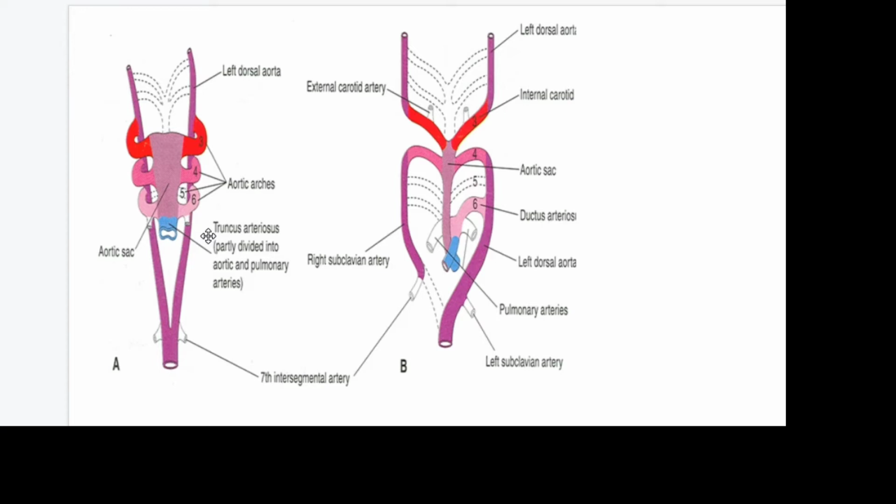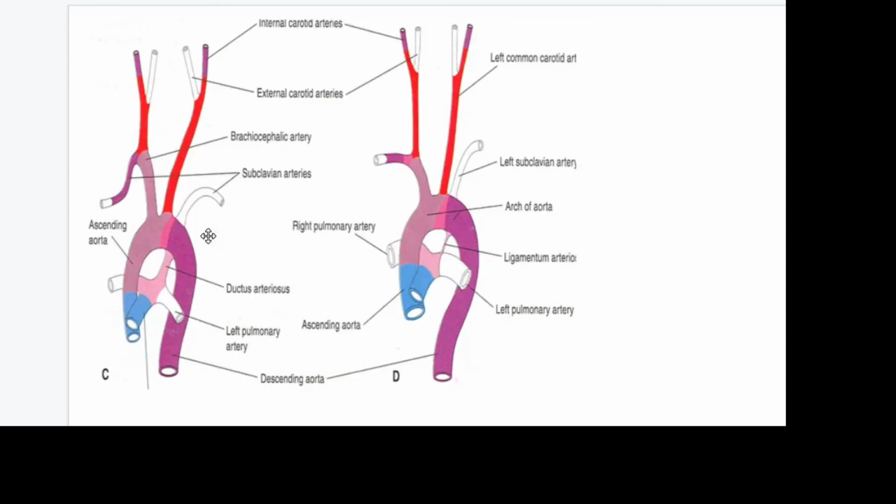This figure shows the obliteration, the dotted lines show the obliteration of the first and the second arches. The third arch is giving rise to the common carotid. The distal part gives rise to the internal carotid along with the dorsal aorta, and the external carotid is coming out of the carotid arch. These are the internal and external carotid arteries coming out of the common carotid, and they are formed from the third aortic arch.